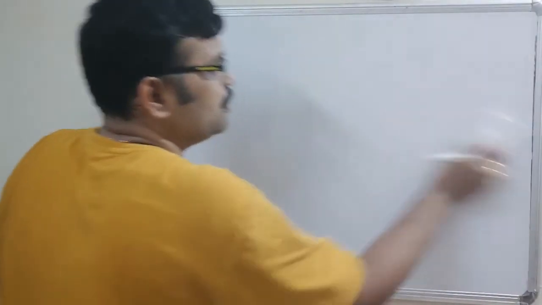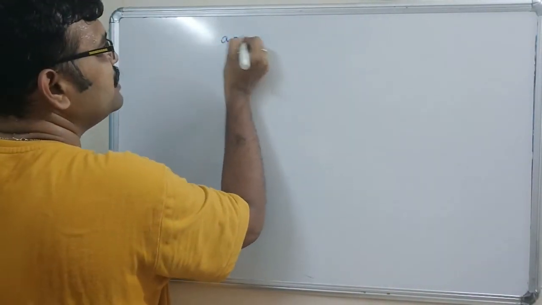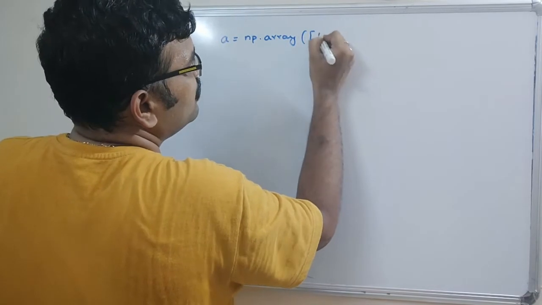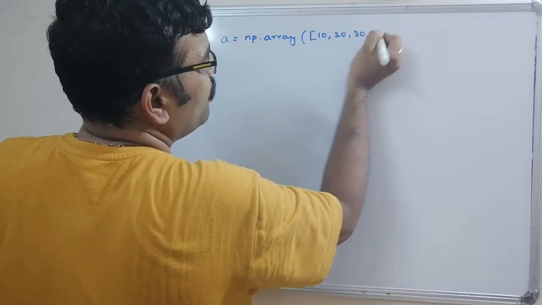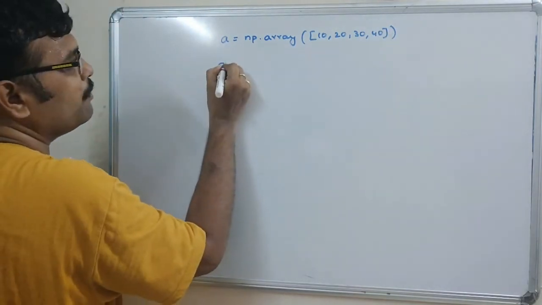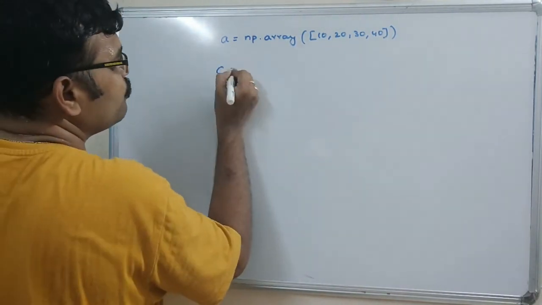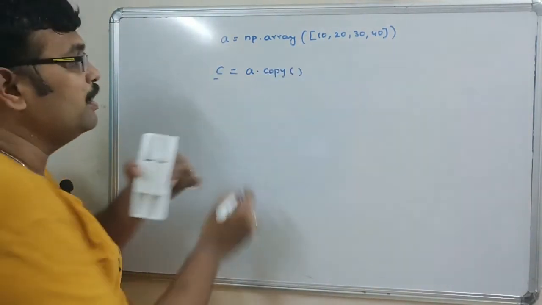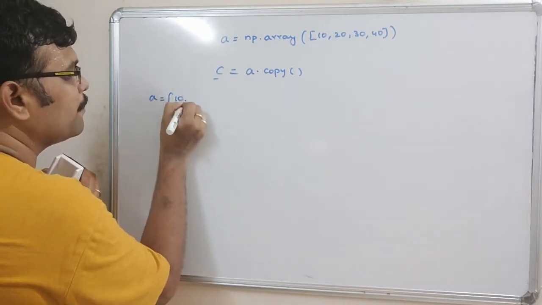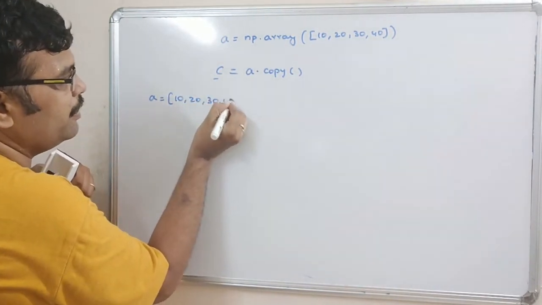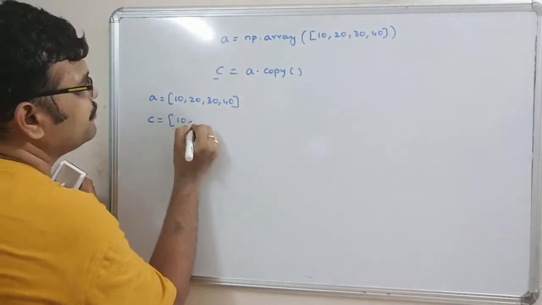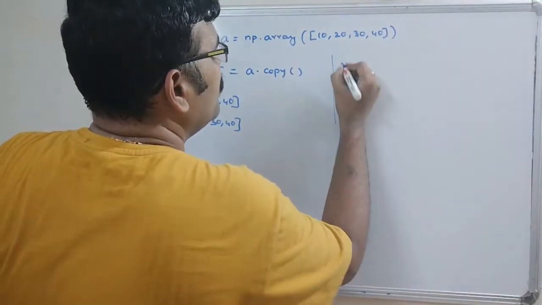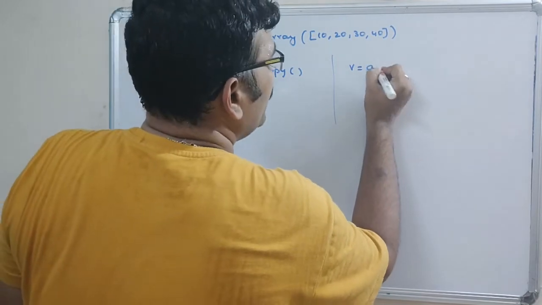Just the syntax: we have to create an array. A is equal to np dot array function. Inside the array function we pass the tuple or list, so 10, 20, 30 and 40. And if I am creating a copy, c is equal to a dot copy. That means c will also have the same thing, right? So a will be created, similarly c will also be created. And coming to view, v is equal to a dot view.